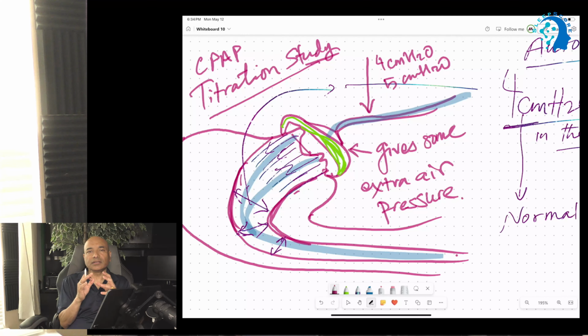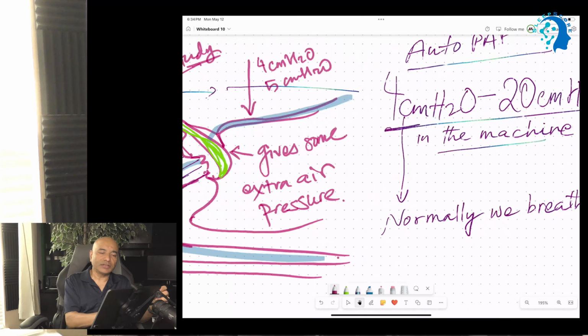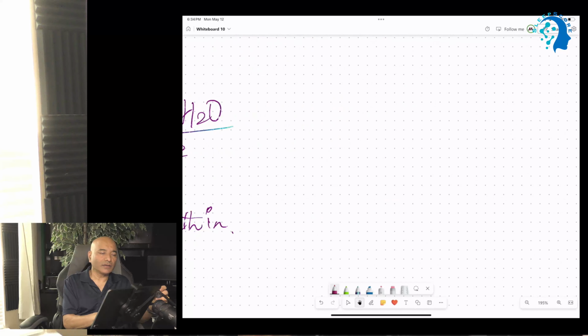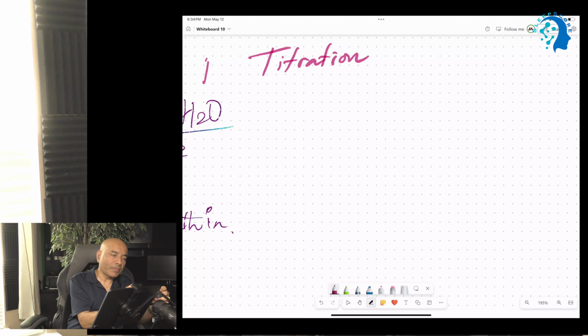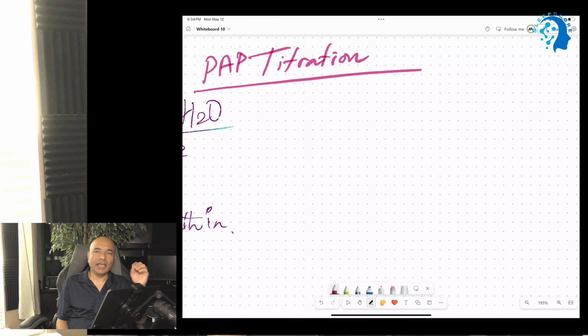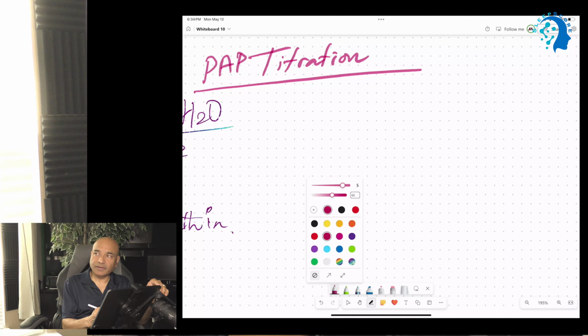I need to tell you why it changes from CPAP to BiPAP, ASV. There are mainly 3 different types of titration. Titration is another process. That is called PAP, positive airways pressure. PAP means positive airways pressure.